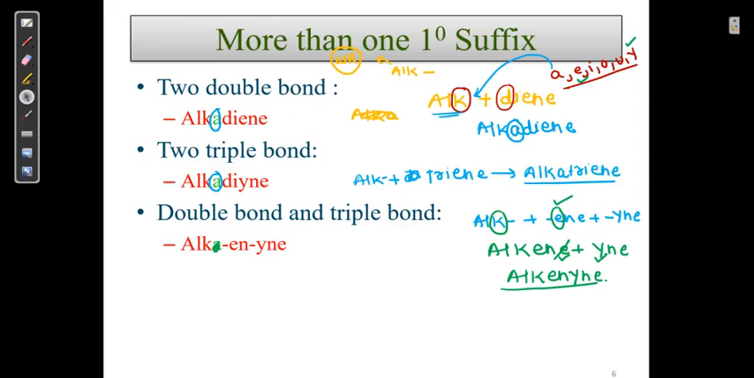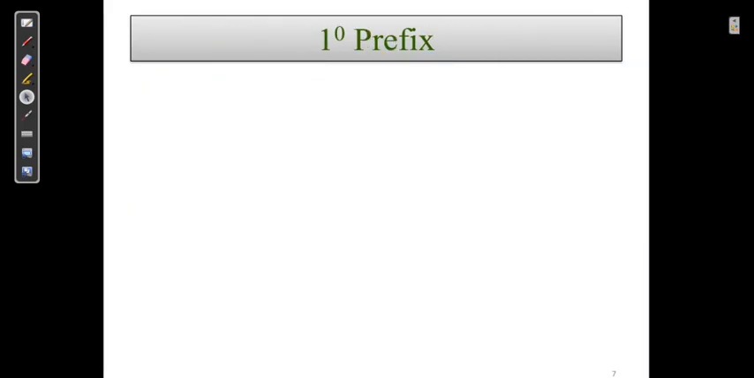Primary prefix. What is primary prefix? Look, this was the matter we had. So the story we have is word root, primary suffix, secondary suffix, secondary prefix and primary prefix.